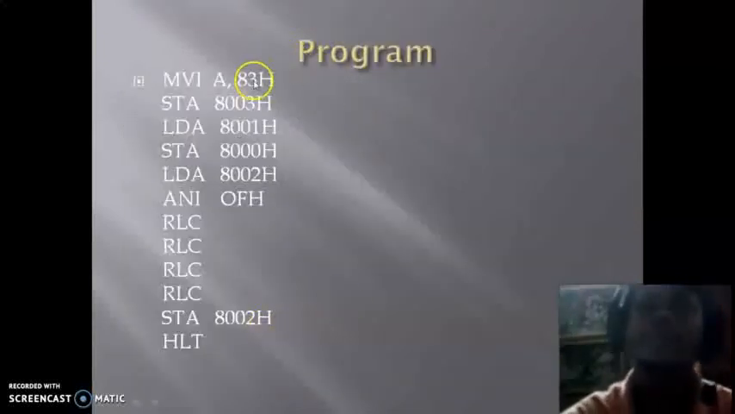So here 83 is written into the accumulator by using MVI. So the 83 will be stored into the accumulator. Now we have to send the 83H to the control register.